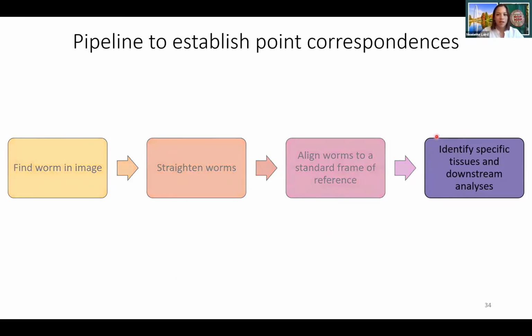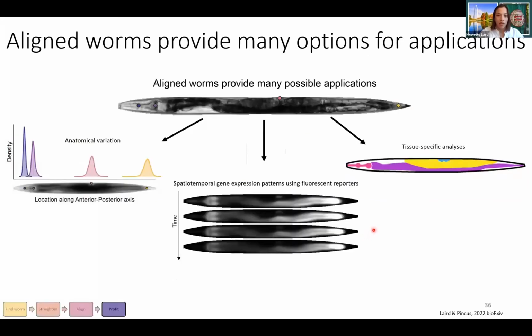So it turns out that having these aligned worms provides many options for application. Once your worms are aligned to a standard frame of reference, you can do so many things with them. And what's cool is that the system that we've created works on not only bright field images, which is where a lot of these identifications and classifications are happening, but you can apply it to a variety of different imaging modalities, provided that you have a bright field image taken in quick enough succession that the worm has not shifted that much between your two images.